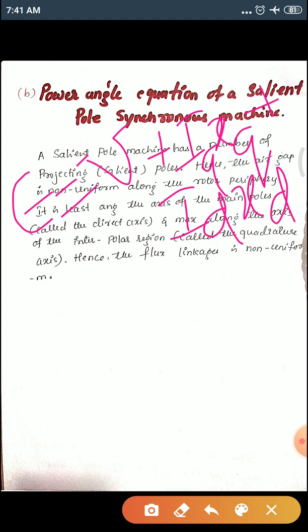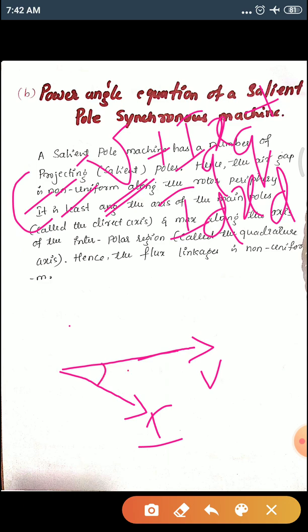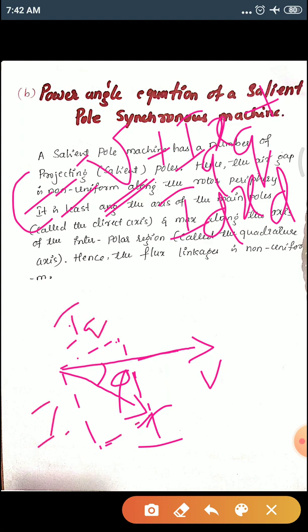We'll see how it can be done, so observe carefully. V is taken as the reference, so this will be your V. As we have assumed this is an inductive system, the current I lags the infinite bus voltage by an angle phi. As we know, this current resolves into two parts, the quadrature axis and the direct axis. This is your Iq and this is your Id.